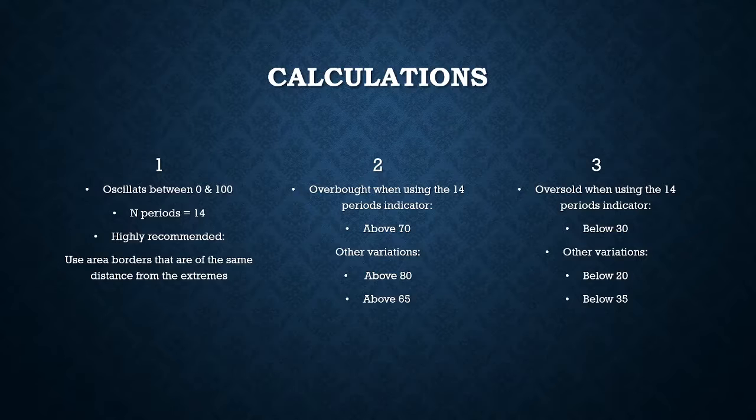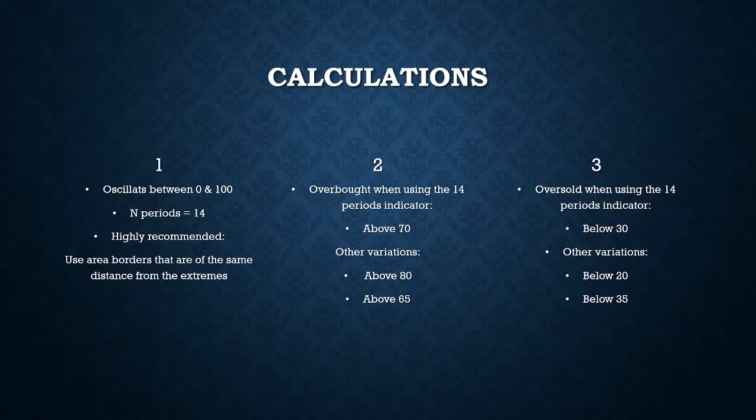Okay, I highly recommend that you use the area borders that are of the same distance from the extremes. What does this mean? We'll see in point number 2. When we are using the 14 period, we should use the overbought and oversold areas, just like Mr. Wilder advised, and that is, it is overbought above 70 and oversold below 30. If the RSI is above 70, we can say that the market is overbought. If it's below 30, we can say that the market is oversold.